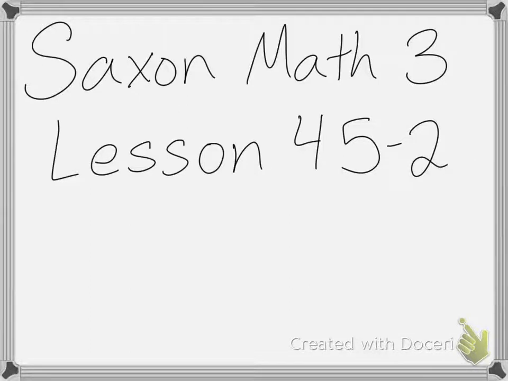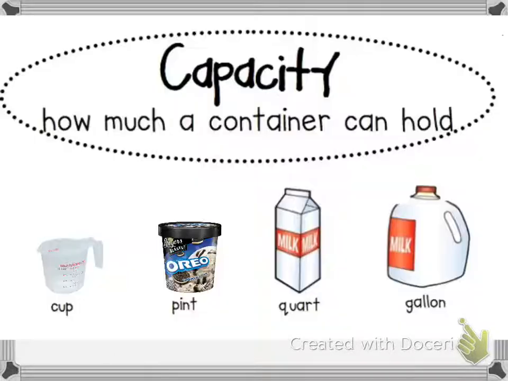Today's lesson is on estimating and finding the capacity of containers, ordering containers by capacity, identifying 1 cup liquid measure, and identifying a pint, a quart, a half gallon, a gallon, and liter containers. So if I have a capacity, capacity is how much a container can hold. So I have all these containers, which one do you think holds the most?